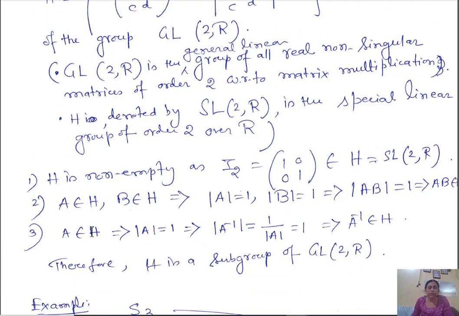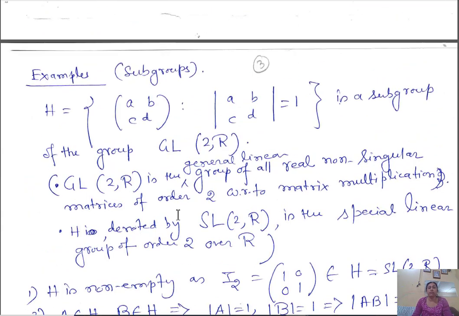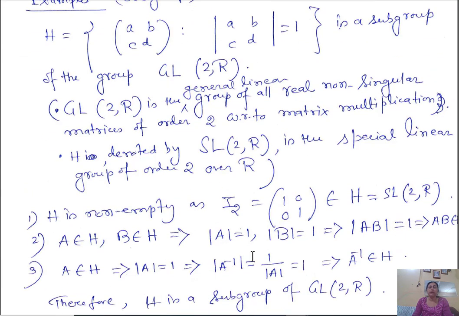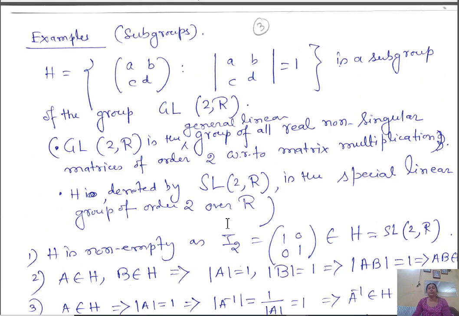This follows from this. A belongs to H means its determinant is 1, and determinant 1 means the determinant of the inverse is also 1. That means the inverse also belongs to H. So it forms a subgroup. This way you can show it.